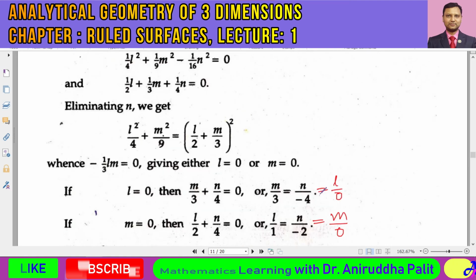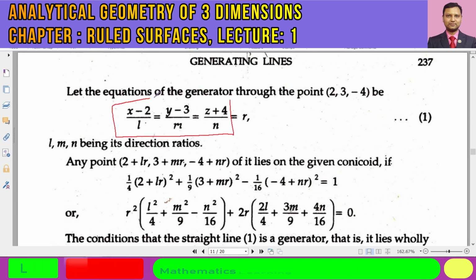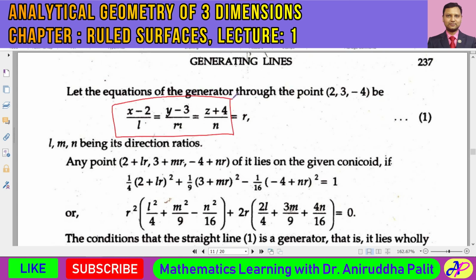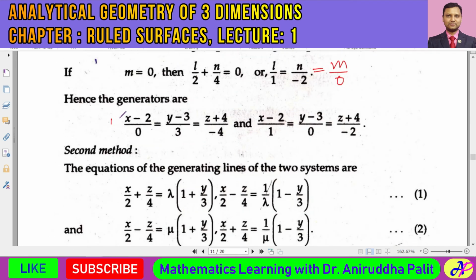Therefore, if we put these values of L, M and N in this equation, you will get two generators. These are the two generators. In this fashion, you can compute these generators.